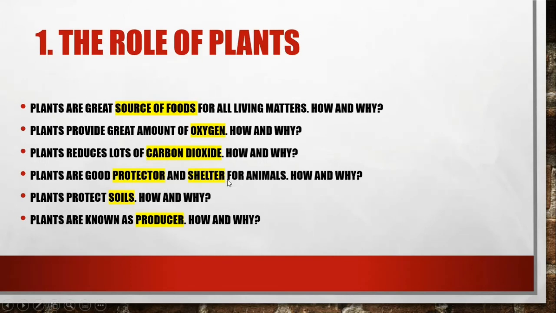Plants are good protectors and shelter for animals. How and why. Plants protect soil. How and why. This is a little bit of a hint: erosion. I want you to go there. Plants are known as producers. I know we learned about food webs and all in the first unit. How and why.